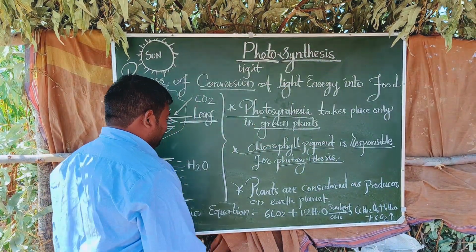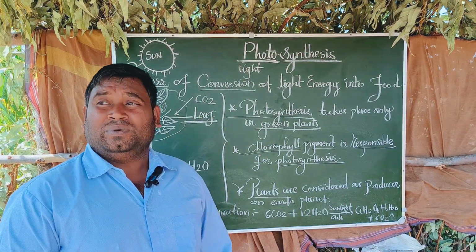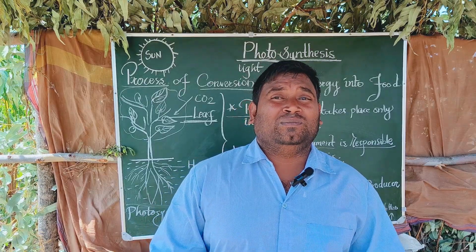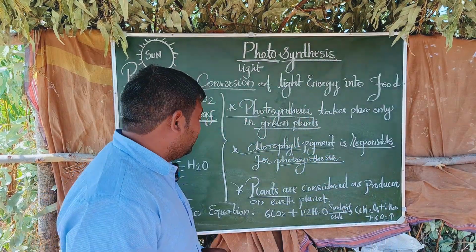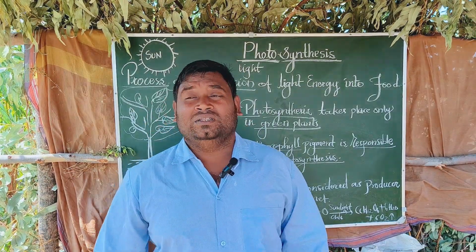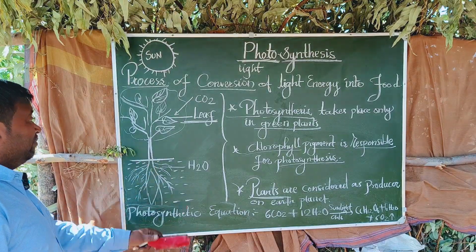The next part is: what is the major role of plants on this earth? The major role of plants on this earth is to manufacture food, and with the help of that, all other living organisms survive on this earth. So let's understand how this takes place in the plant body.